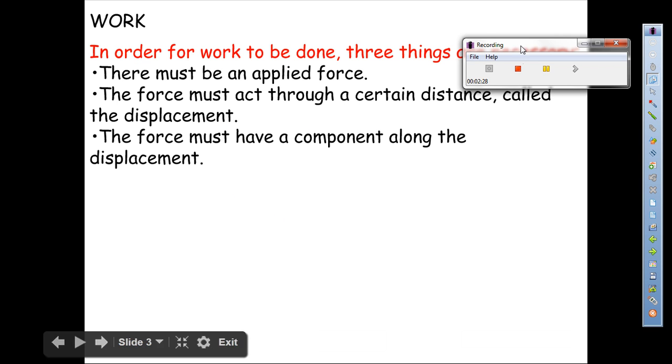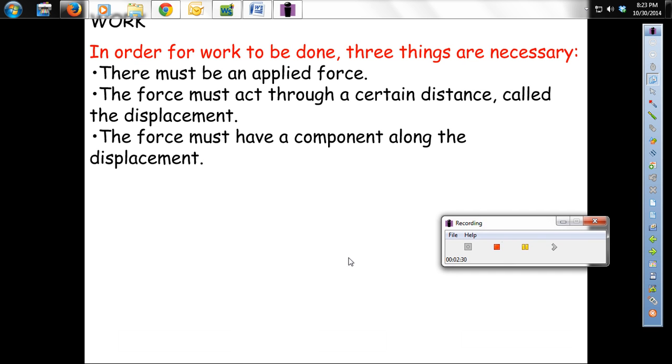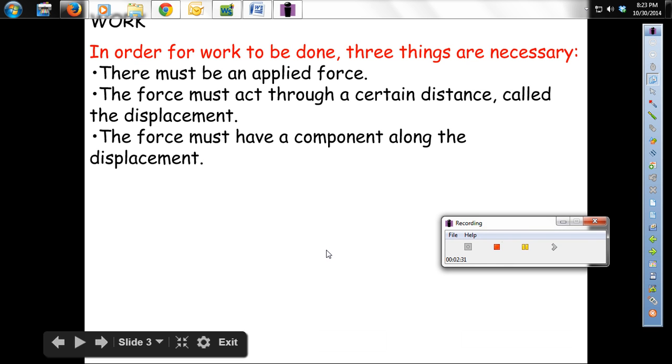In order for work to be done, there must be 3 things that are necessary. There has to be a force applied. The force must act through a distance called the displacement, and the force must have a component along the displacement. So again, you need to pause and write those 3 things down. So ask the substitute to pause, and then you can get those 3 things written down.